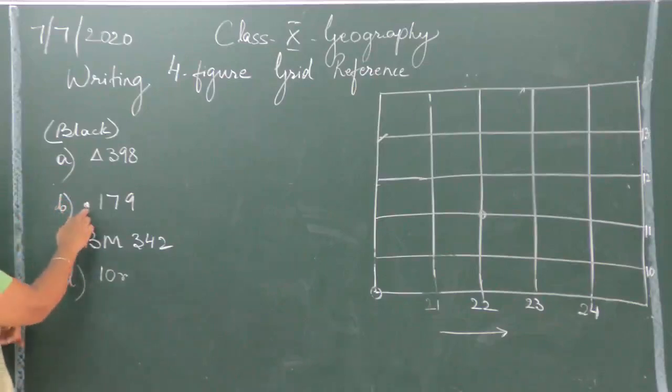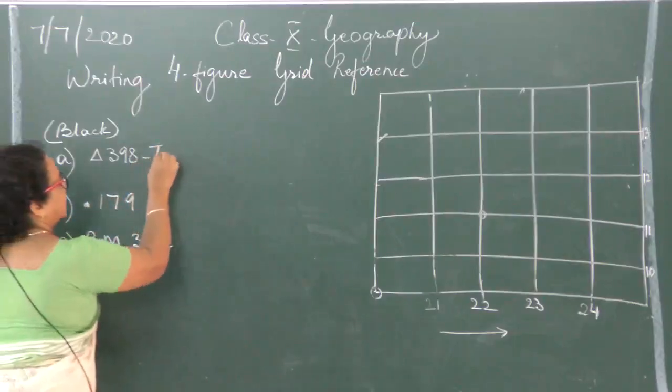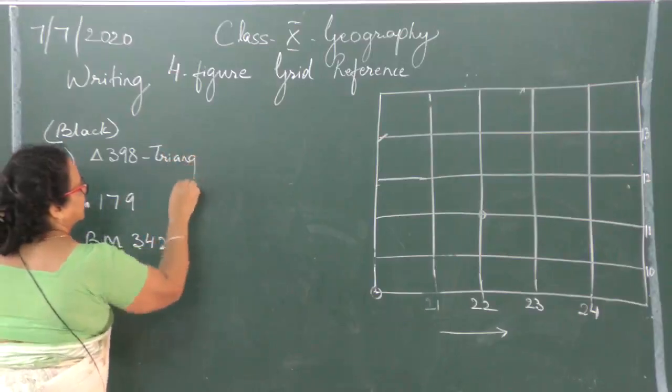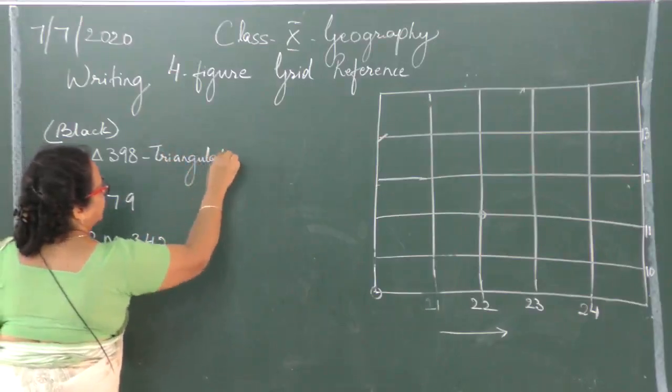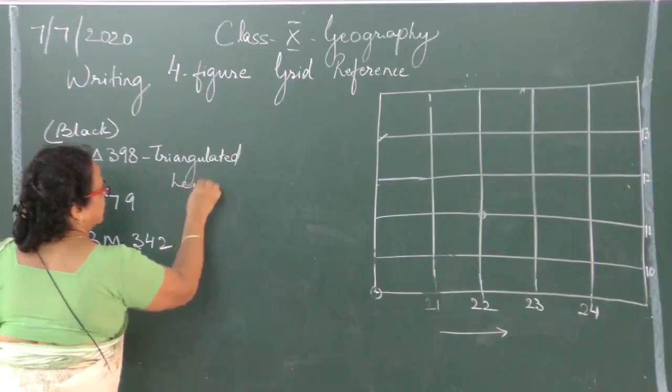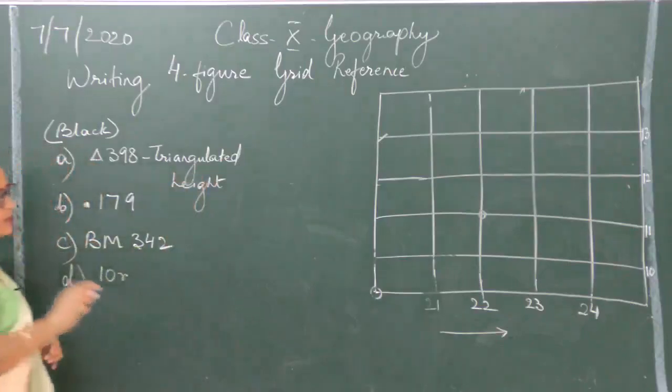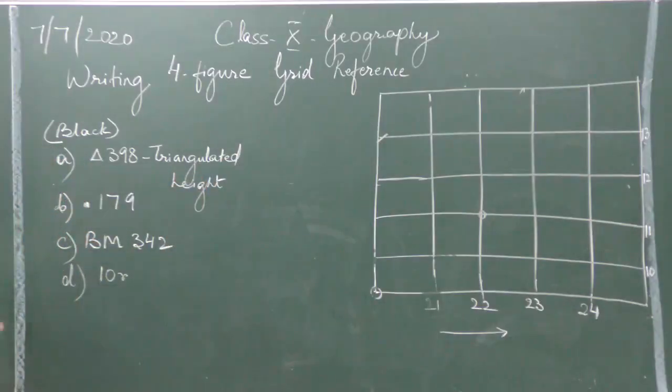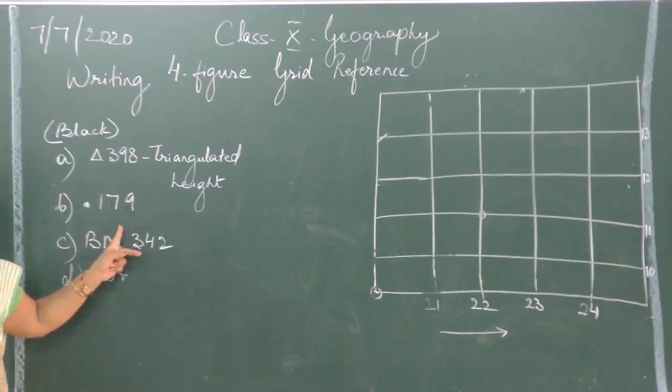The second is a spot height. This is called a triangulated height. Please try and follow step by step. I am trying to teach two things at a time. I am teaching you the symbol also, what it means, how it is written or drawn.